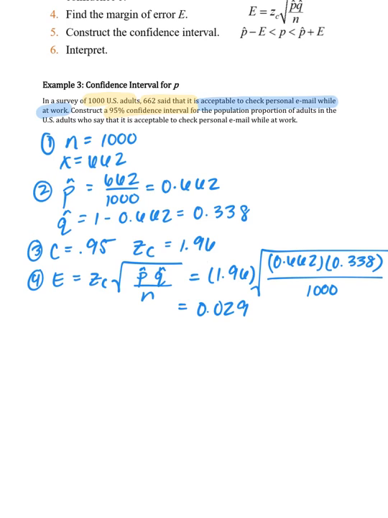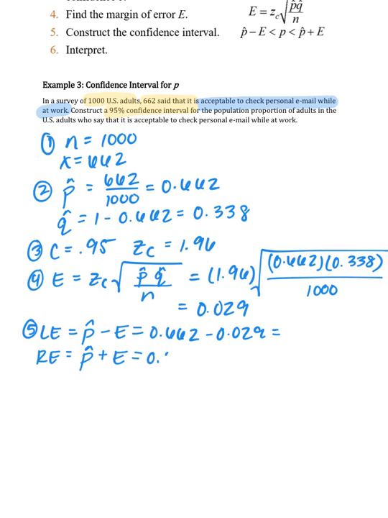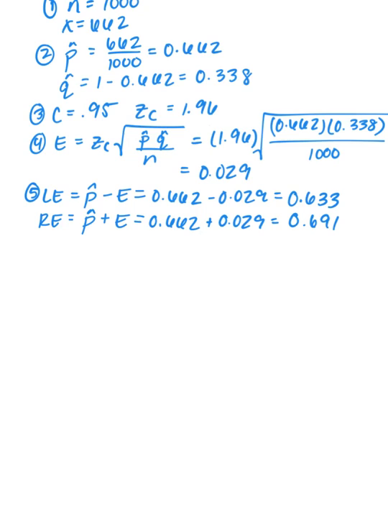So next we construct our confidence interval. My left endpoint is going to be p hat minus E. My right endpoint is going to be p hat plus E. So we get 0.662 minus 0.029, 0.662 plus 0.029, and we get 0.633 for the left endpoint, 0.691 for the right endpoint. Okay, so now we draw our diagram and we interpret.